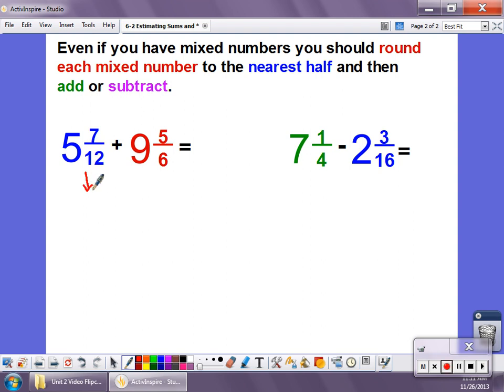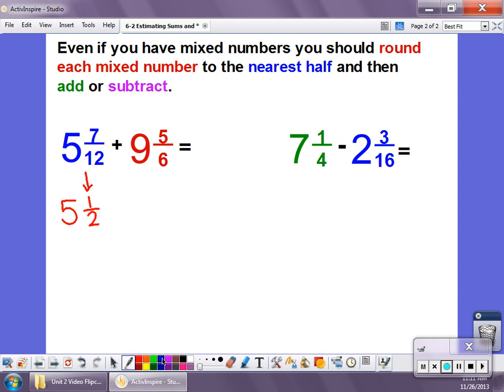When it comes to rounding, what we're going to do is look at the fraction part to see how it's going to change the whole number, whether that whole number is going to stay the same or whether it's going to round up to the next whole number. So when I look at 7/12, I see that 7 is about half of 12. Which means this is about a half, so 5 and 7/12 would round to about 5.5.